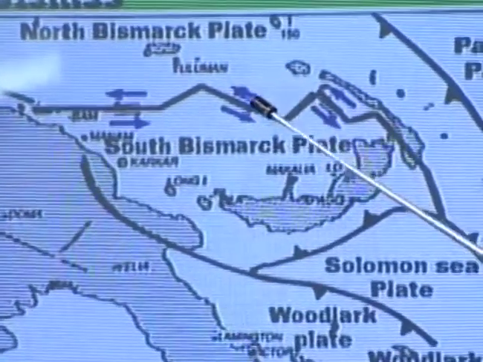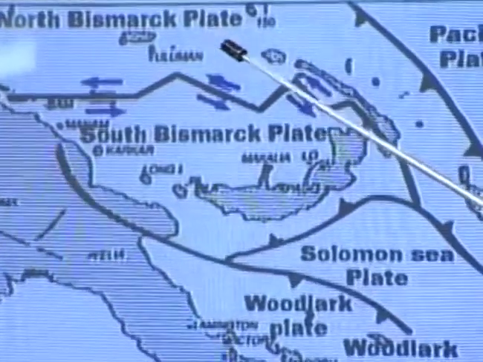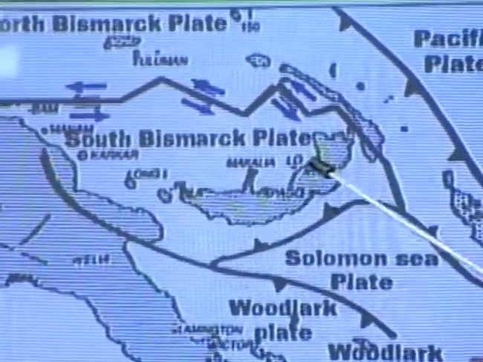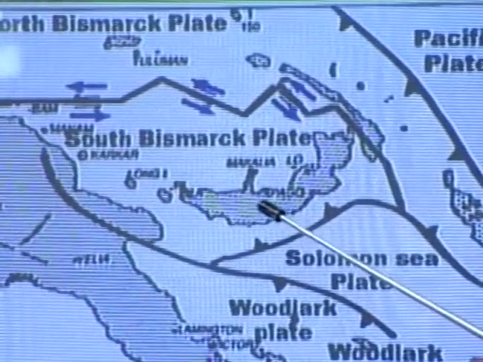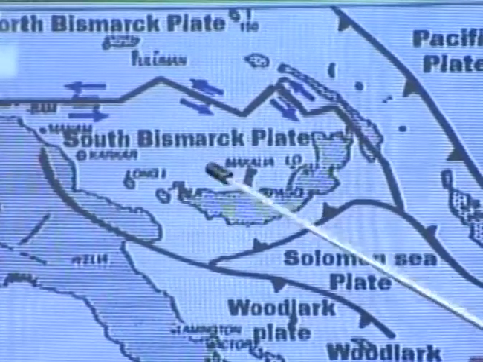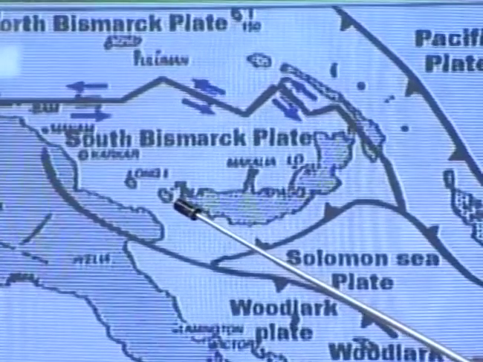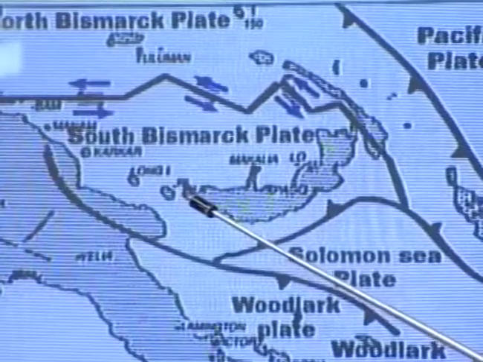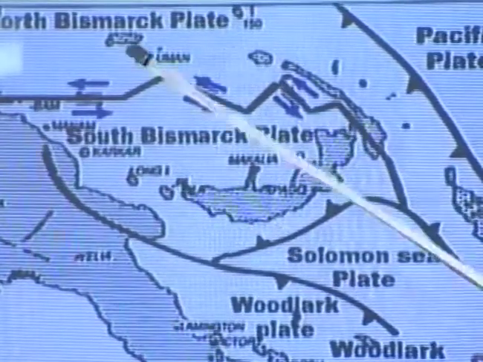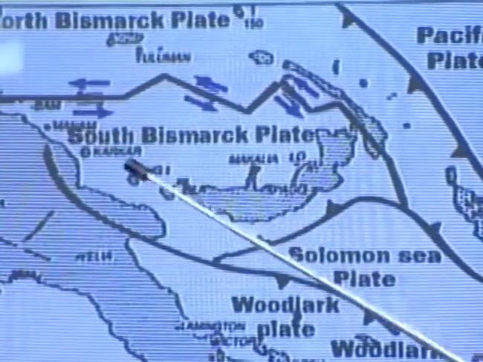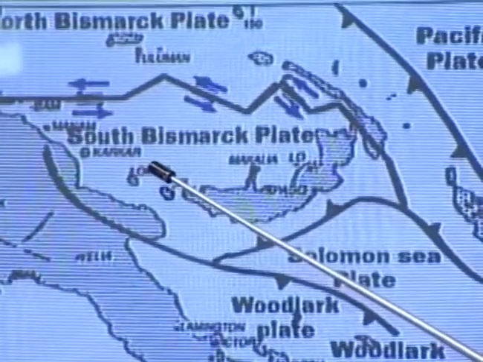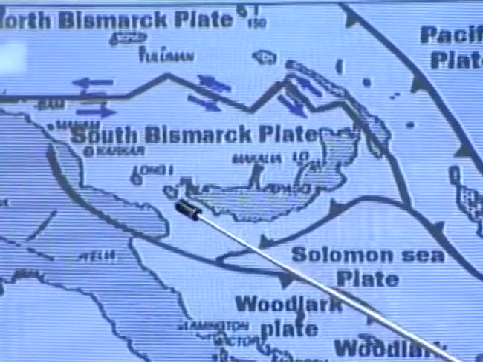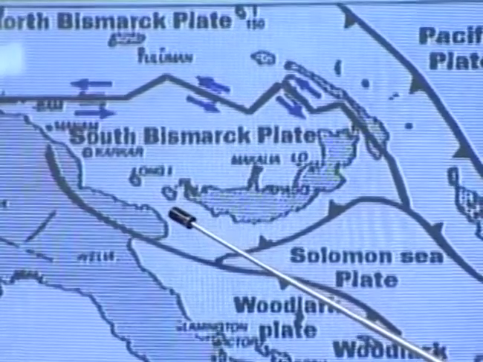Okay, some of the minor plates within Papua New Guinea itself: we have the North Bismarck plate, this section here, and the South Bismarck plate, this section here, on which New Britain sits. Also the volcanic islands off the coast of New Guinea, Long Island, Manam, Bam Island, Karkar Island, and so on, are popular islands because they contain some of the most active volcanoes that we have in the country today.